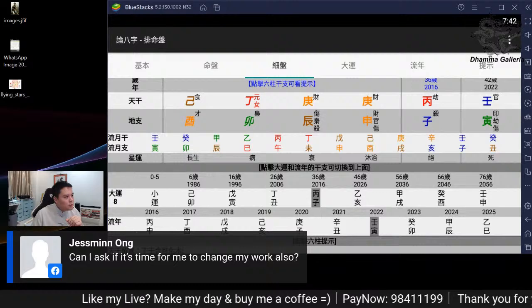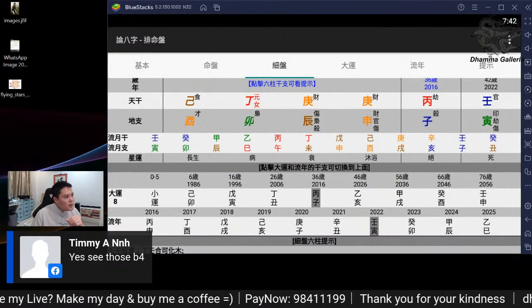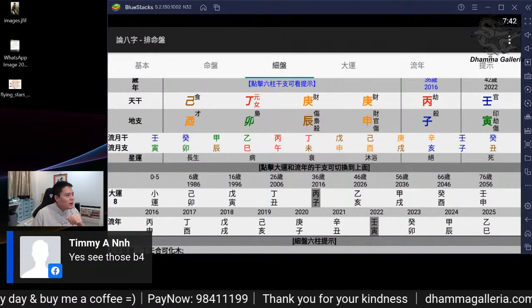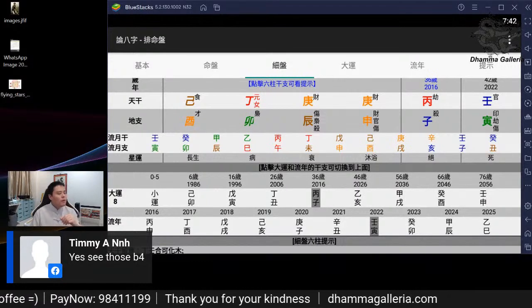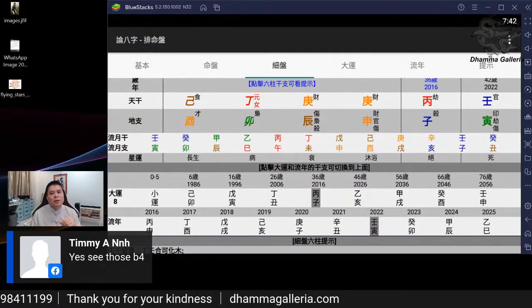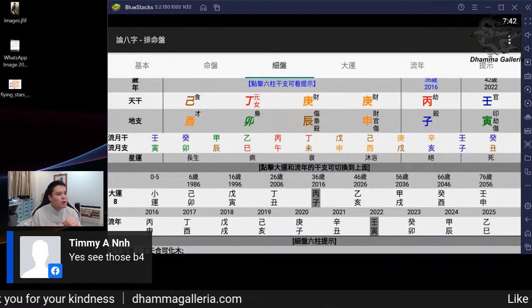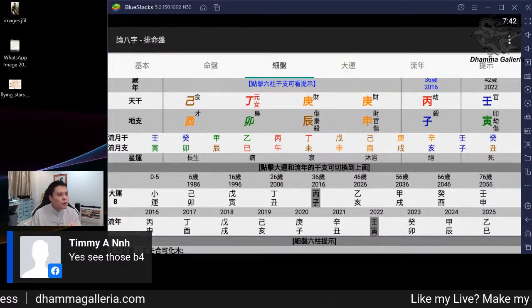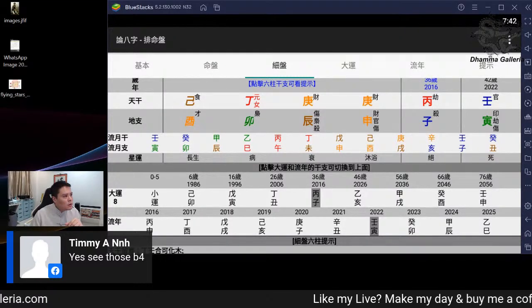See those before. What, Timmy? Yes, see those before. Yeah, I mean a lot of shops are doing it nowadays. They will provide you with a free BaZi consultation, then will push you the products that cost say 10 times the market price.